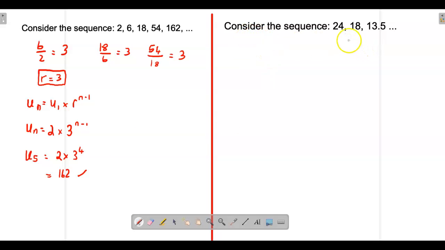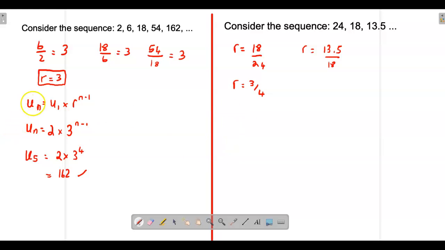So we've got another one here. You could pause this and try this yourself. What I'm going to do now is work out my common ratio, which is 18 divided by 24, or 13.5 divided by 18. Now, if you check both of those, they simplify to 3 over 4. So this time it's a fraction.